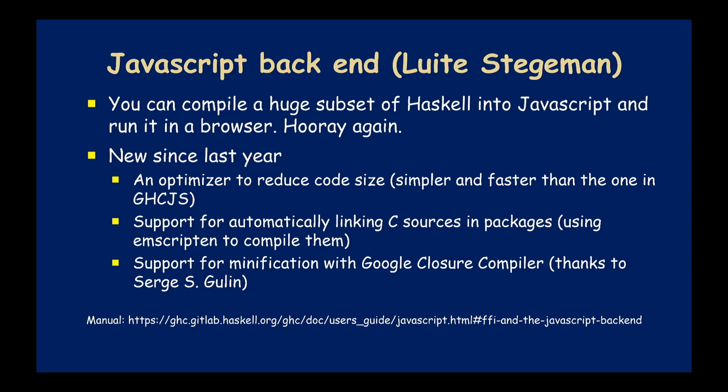And the other thing, we now have support for Google Closure Compiler again, which gets your JavaScript code a lot smaller than before. So with the optimizer in GHC and the Closure Compiler combined, it's basically back to almost where GHC used to be. And that's pretty much it for the JavaScript backend.